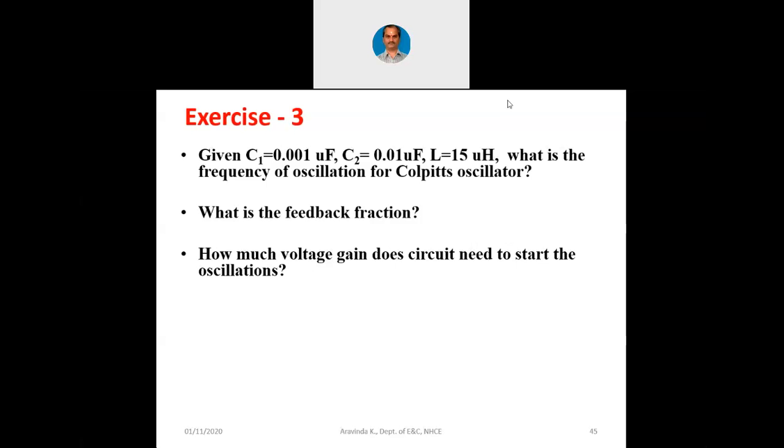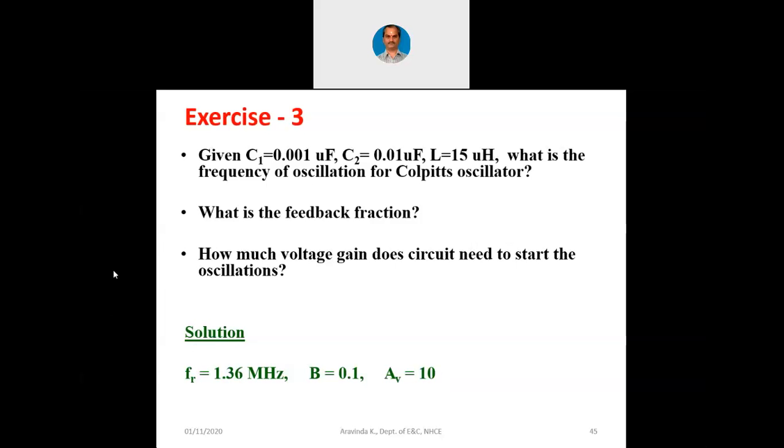Okay, the answer given here is 1.3 megahertz. Let me see whether it is correct. It is 1.36 megahertz to be accurate. 1 over 2 pi root of L into C equivalent. It is 1.36 megahertz. Yeah, one more student has given the answer 1.36 megahertz. That is correct. So, Colpitt's oscillator's resonance frequency is 1.36 megahertz, beta is 0.1 and voltage gain is 10.